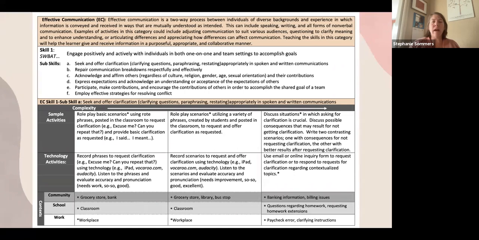And then for the suggested activities or sample activities, they are focusing on sub-skill A. And then there are some examples of ways to use role play scenarios to practice this skill. And you could practice it within different contexts, such as at the grocery store or at the bank, or asking questions in a classroom, or trying to clarify an error that had to do with one's paycheck, maybe.